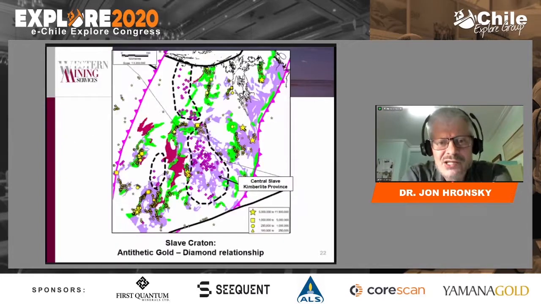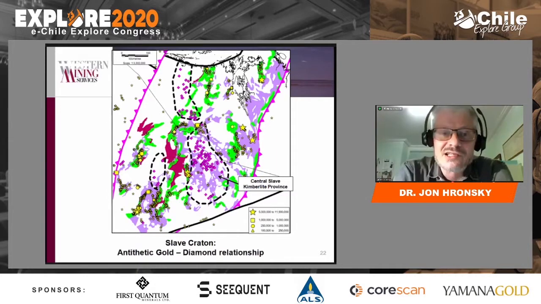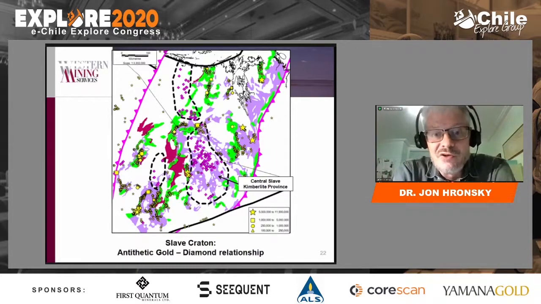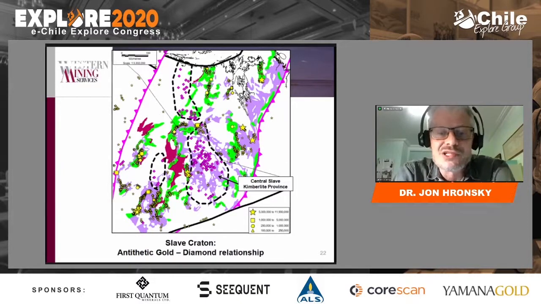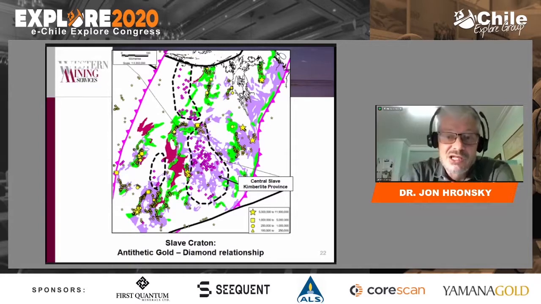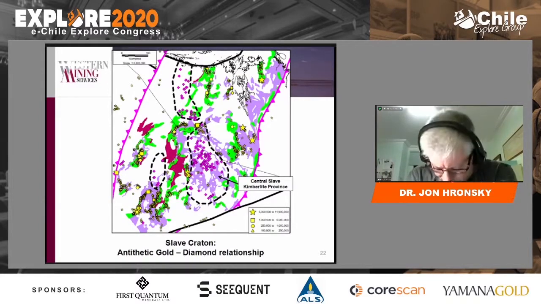So here's a map of the Slave Province in northern Canada, and the Slave Province hosts both very significant diamond deposits, and diamond deposits, as we know, require cold, depleted old lithosphere that hasn't been refertilized, and it also hosts significant gold deposits. And it is actually quite interesting that there's a relatively strong antithetic relationship between the distribution of the diamond deposits and the related kimberlites and the gold deposits, as we would predict in our model.